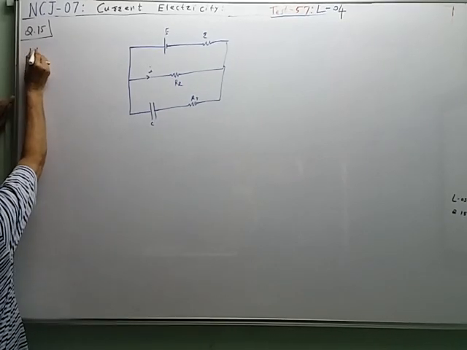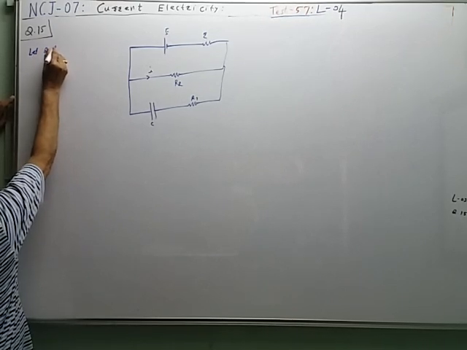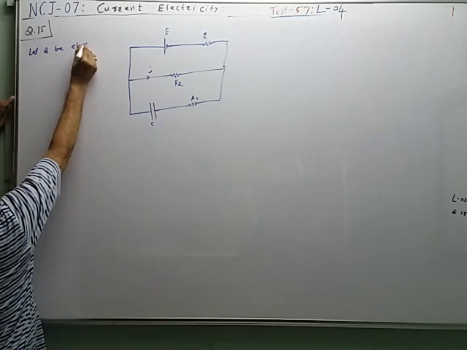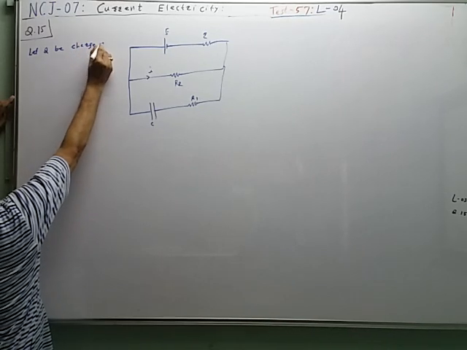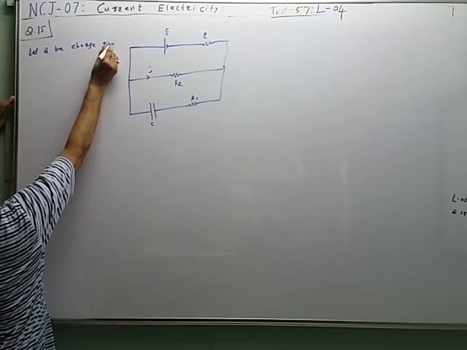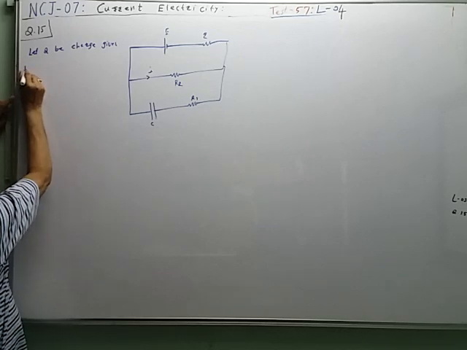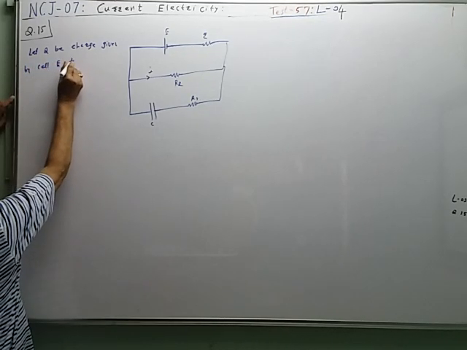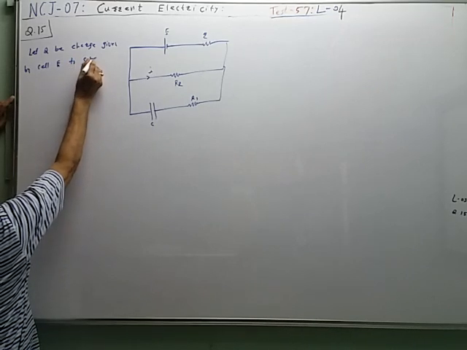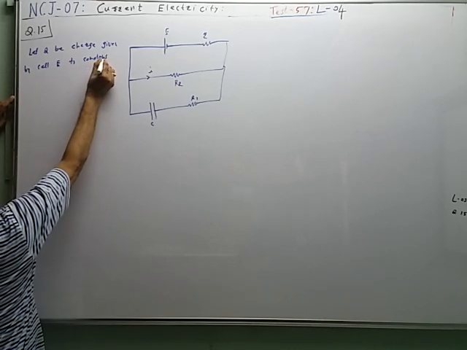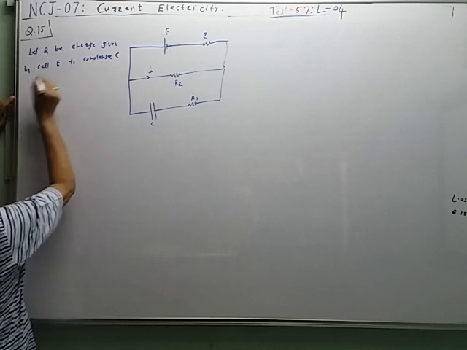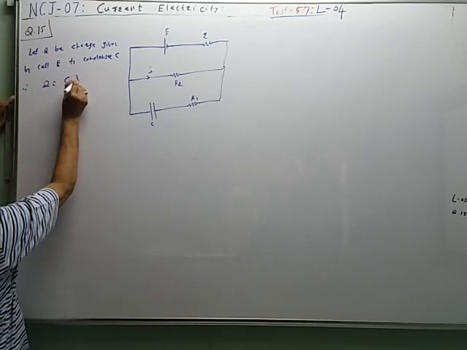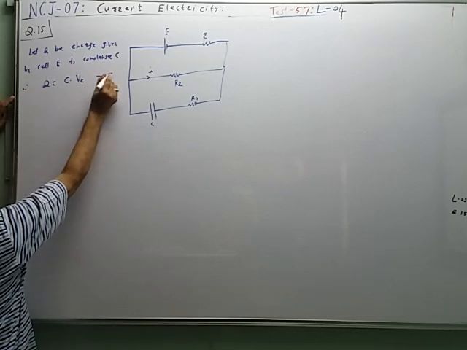Let Q be the charge given by cell E to condenser C. Therefore, Q is equal to C multiplied by Vc. This is the basic equation.